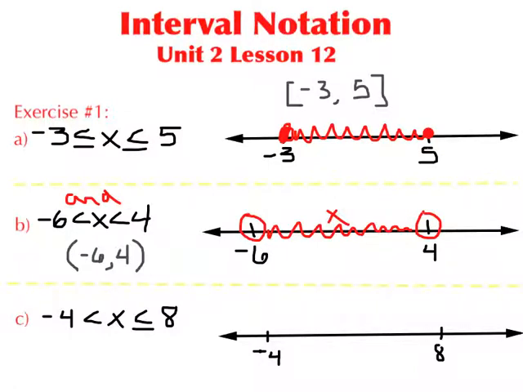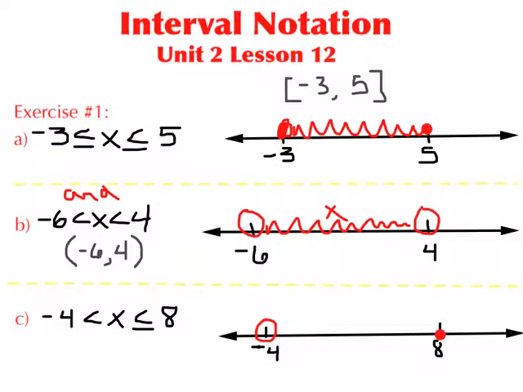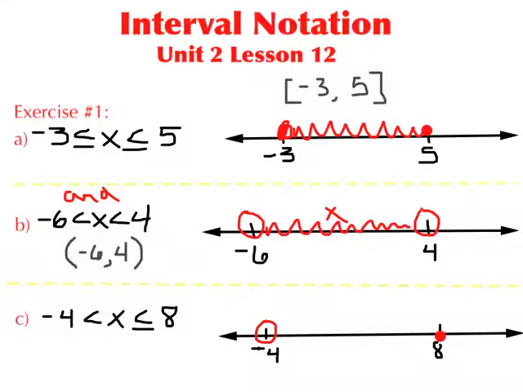Now let's look at C. -4 less than x less than or equal to 8. So I'm going to go ahead and put an open circle on -4 and a closed dot on 8. The reason why it's closed is because of the equal to bar. I'm going to then shade in the middle. It is an AND statement. My x will go right in the middle there. These are all my x values.